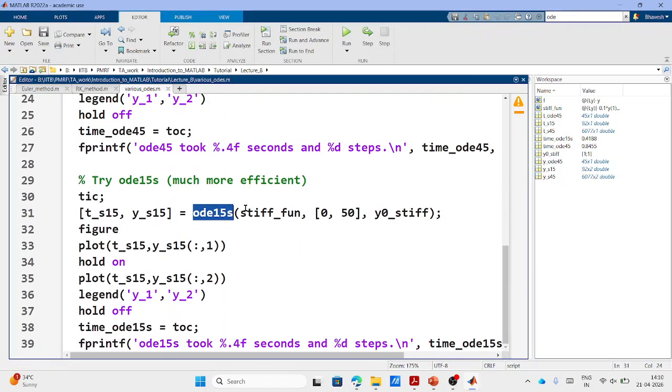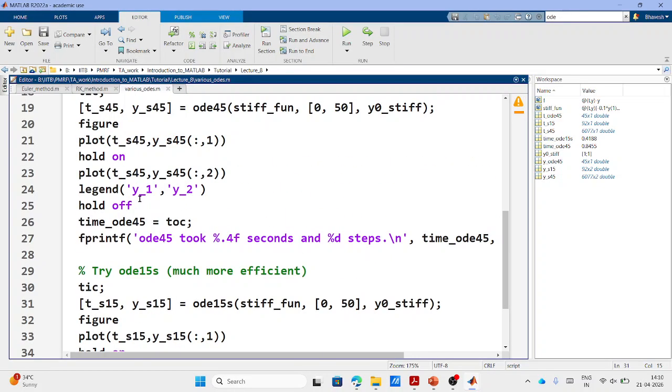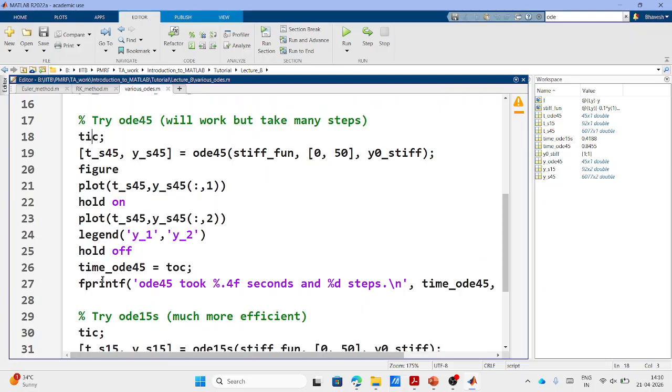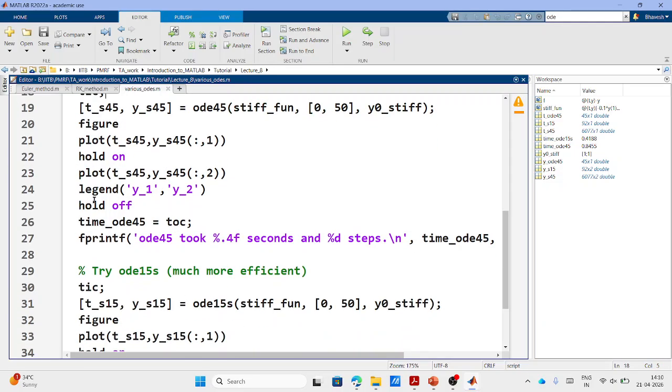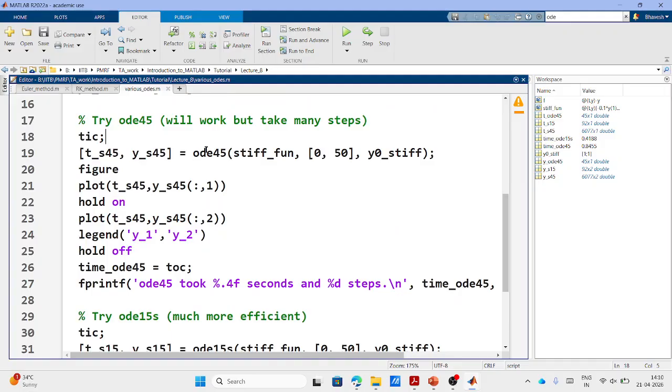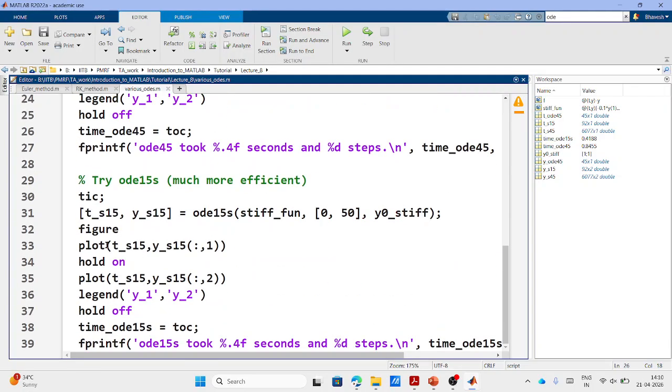Now each of these functions uses a different set of methods, right? Since ODE15s is specifically designed for stiff ODEs, it works much faster. So here I am using the tic toc command, which we had discussed previously, which helps you find how much time has passed since the tic event. So I'm finding how much time it takes for ODE45 to solve this function, and how much time it takes for ODE15s to solve this function.